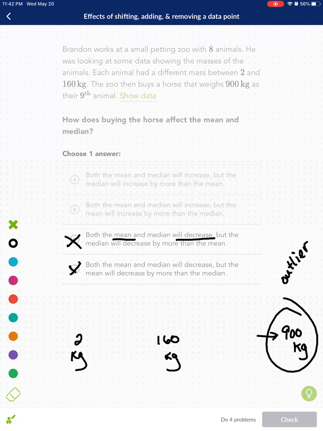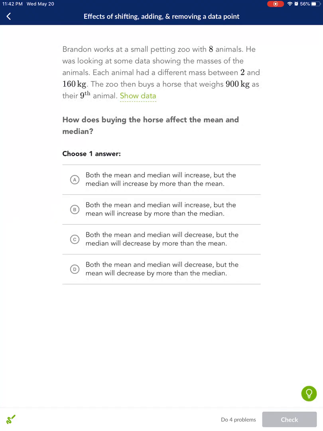All right, so this is a case where the mean will increase tremendously. So it is going to be choice B. Let me check. All right, so choice B.